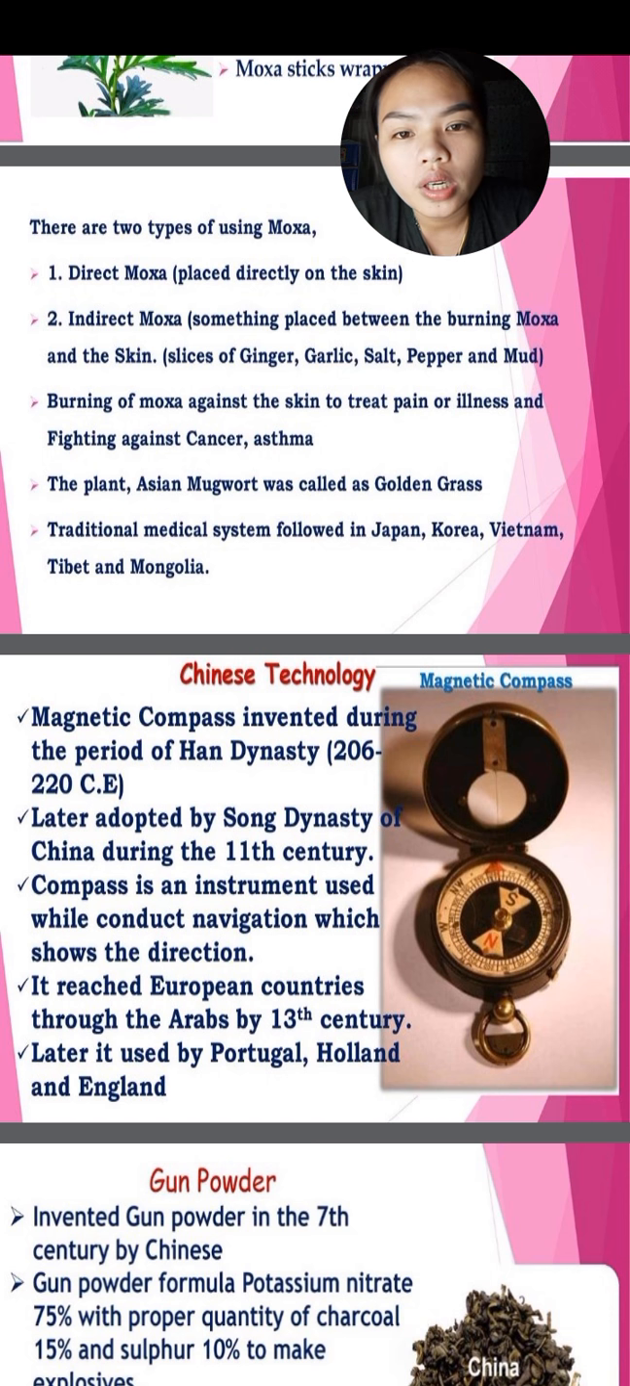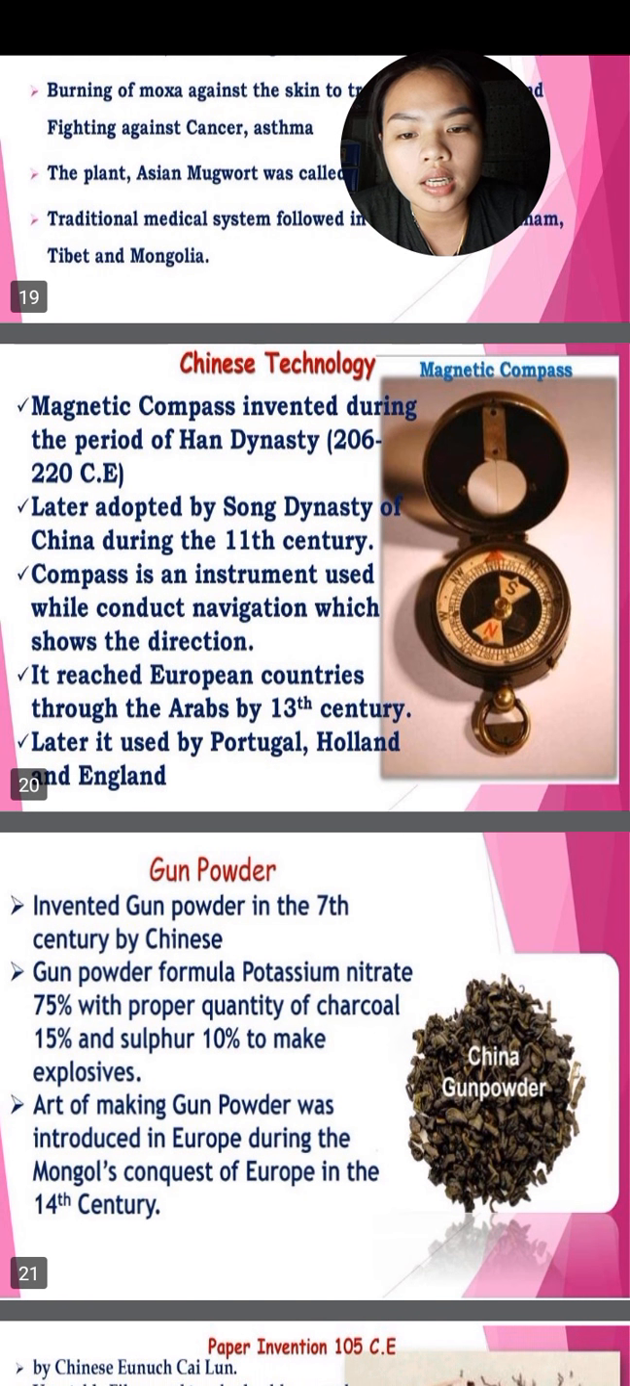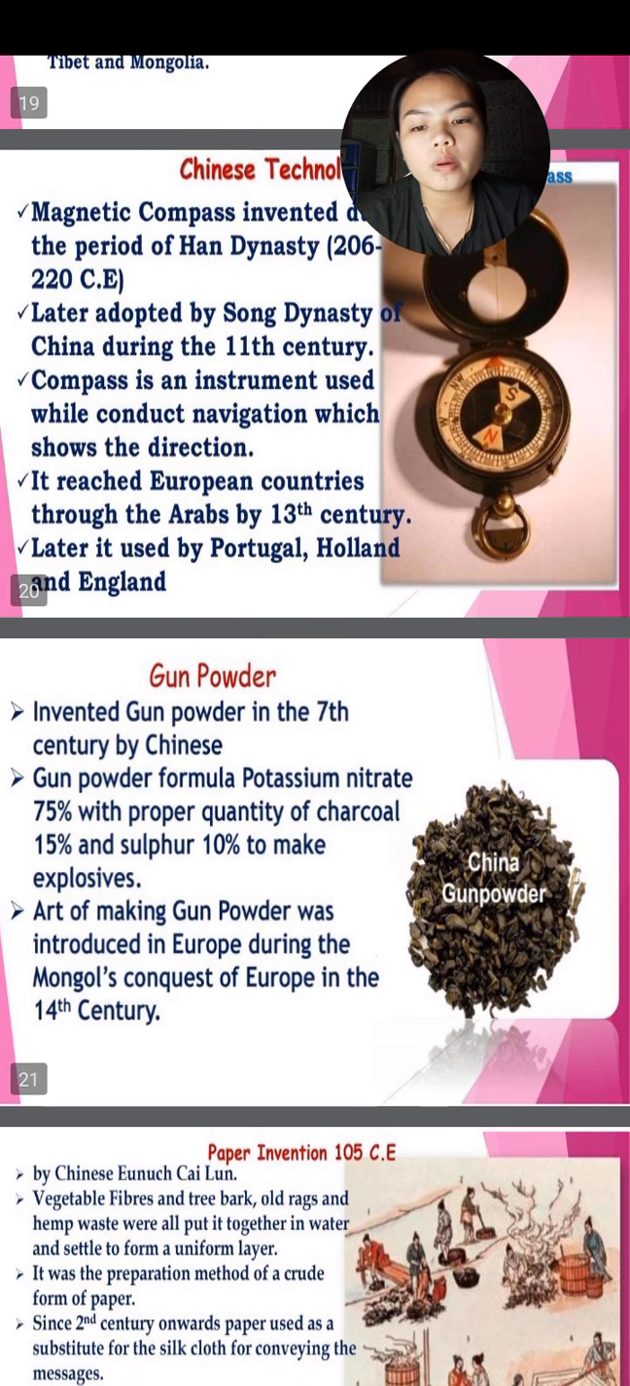Next, they also made a contribution of gunpowder. They invented gunpowder in the 7th century. The gunpowder formula is potassium nitrate at 75%, with a proper quantity of charcoal, and 10% sulfur, to make an explosive. The art of making gunpowder was introduced in Europe during the Mongols' conquest of Europe. So let's move on.